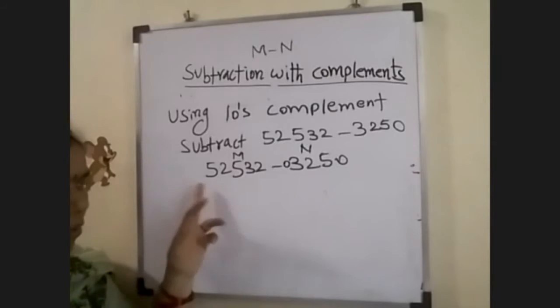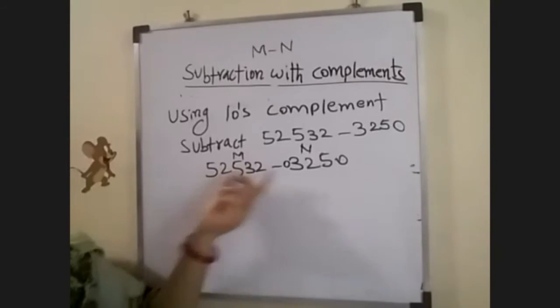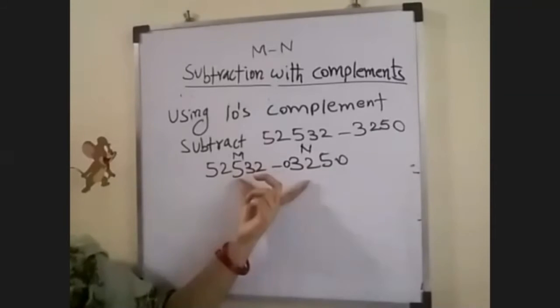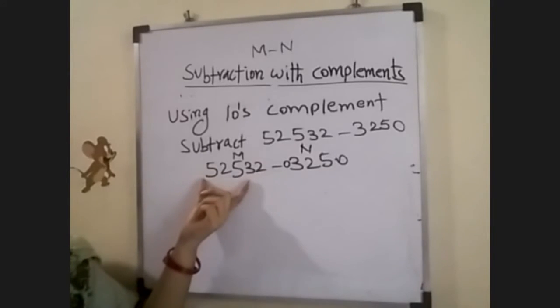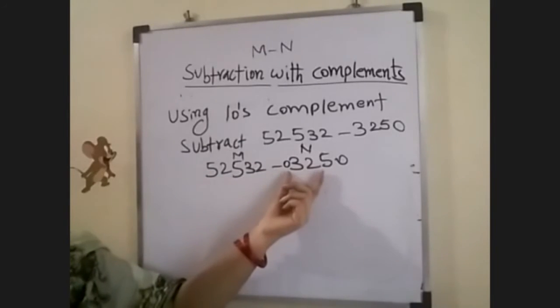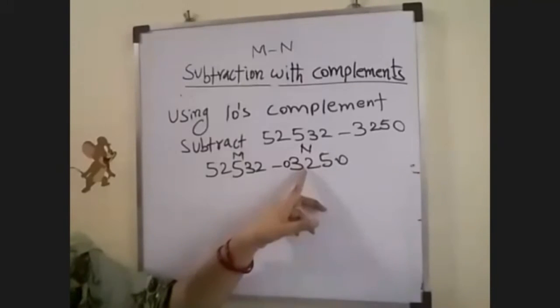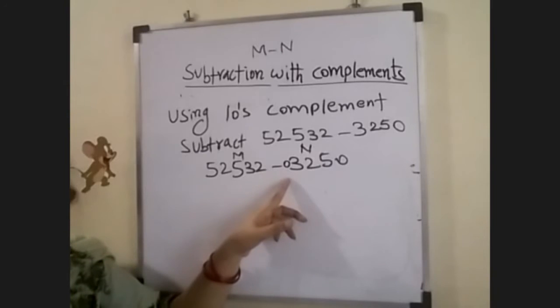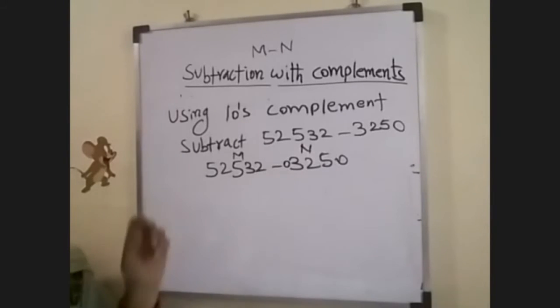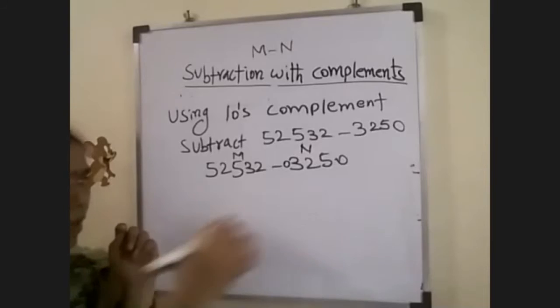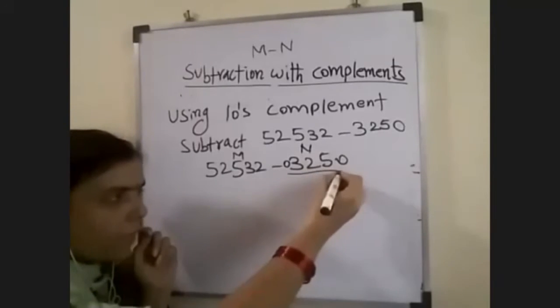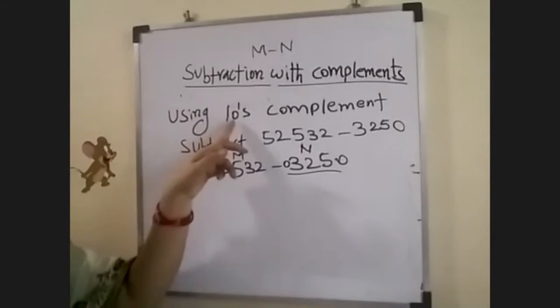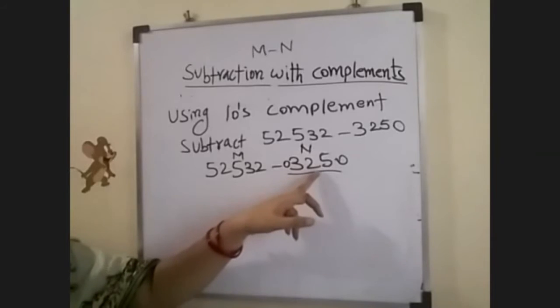The first thing you cross check is that the number of digits in minuend and subtrahend must be equal. The minuend has 5 digits and the subtrahend has 4 digits. So in front of this 3250 I place 0. The value cannot be changed, right? And the first step is to take the complement of the subtrahend. What complement are we using here? Tens complement, right? Tens complement of 03250.